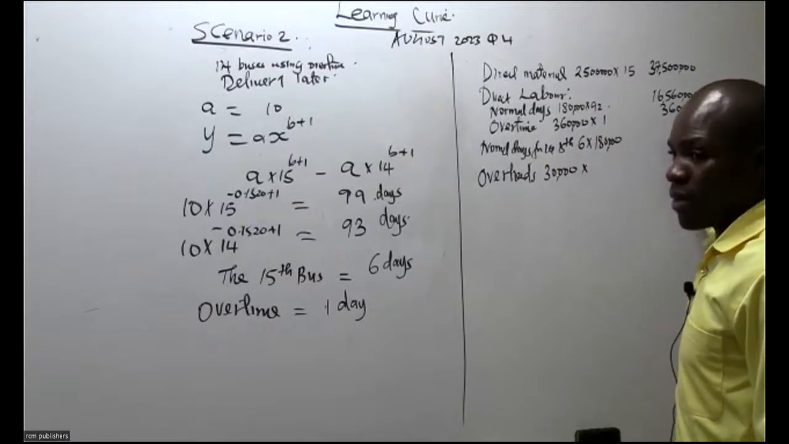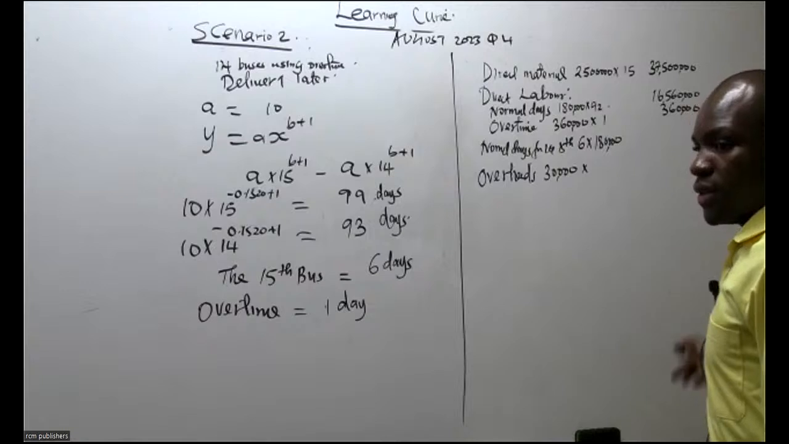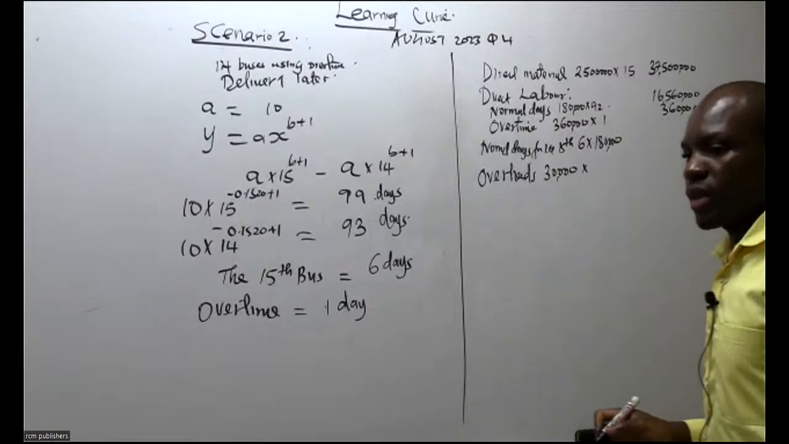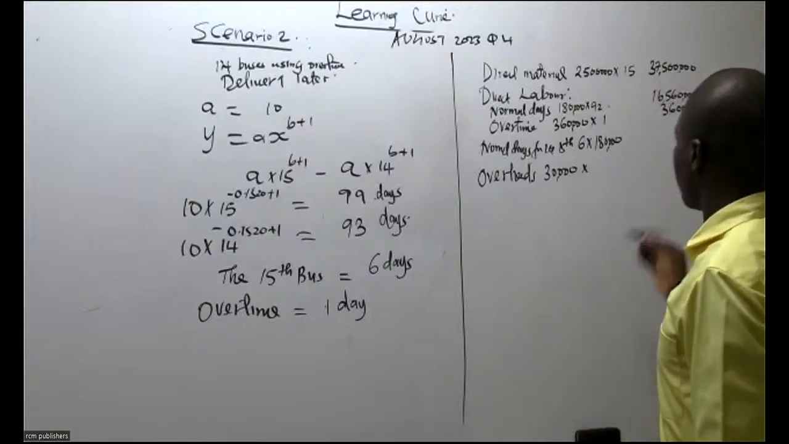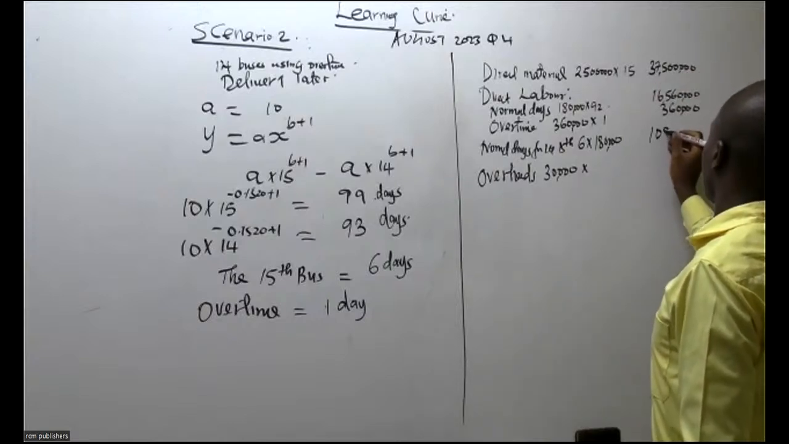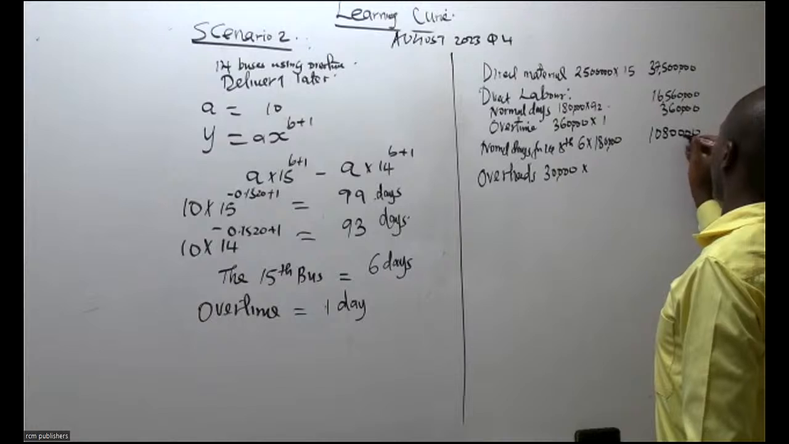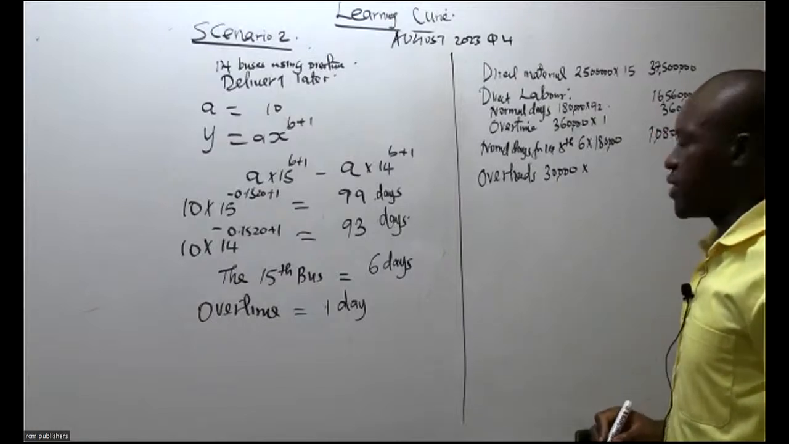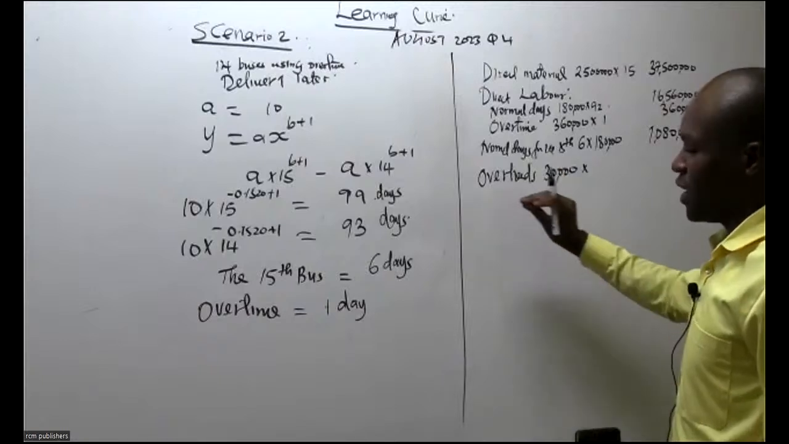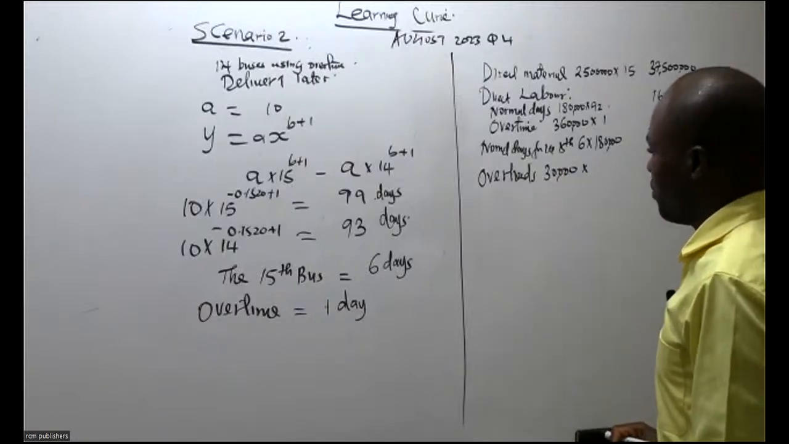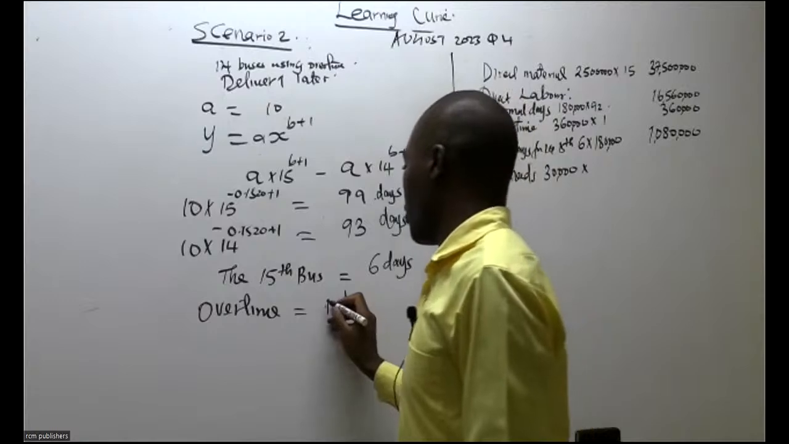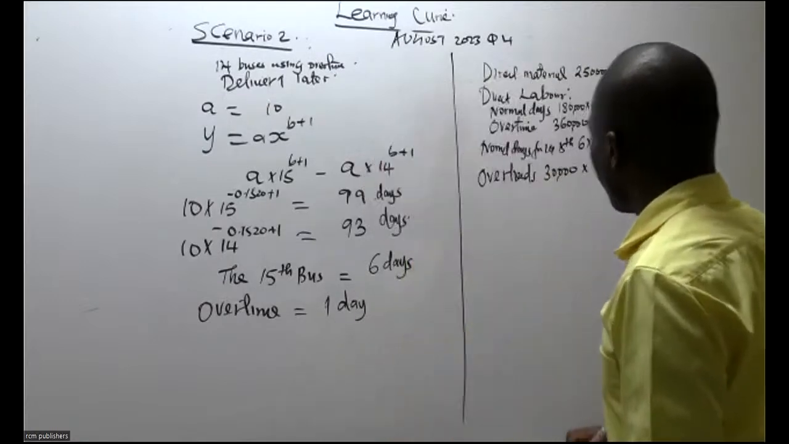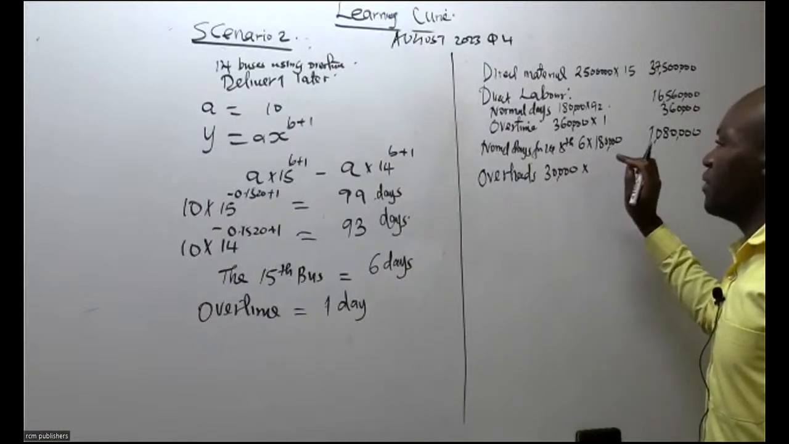Tunakuwa na ngapi hapa? 6 by 180,000. 6 by 180. Is it 1,080,000? 1,080,000. Good. Now, overtime. This is where I want to see whether people are following what we are doing or they are copying notes. Overtime rate is 30,000 by the number of days.